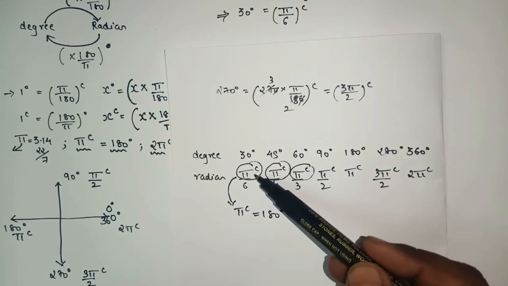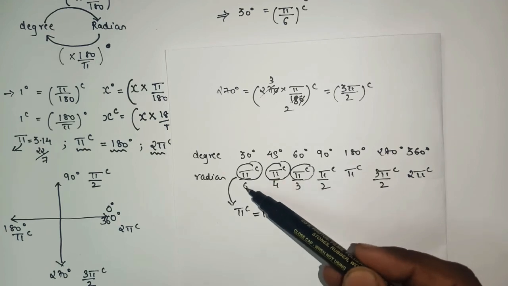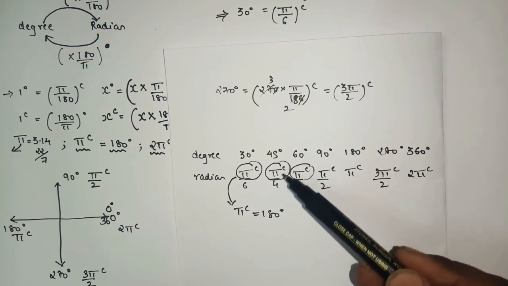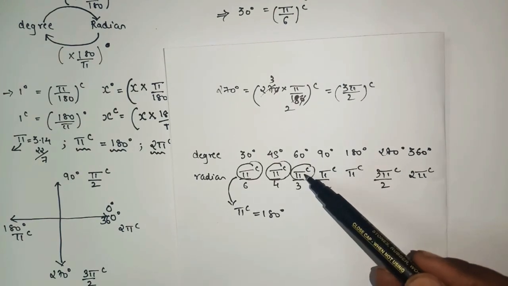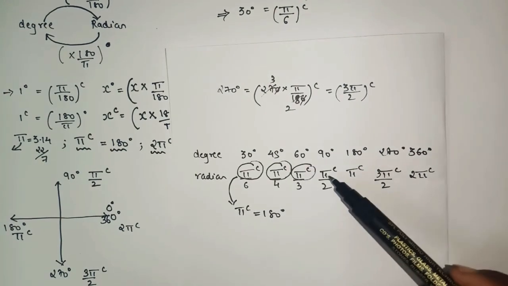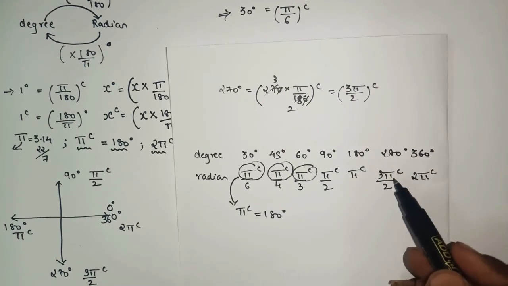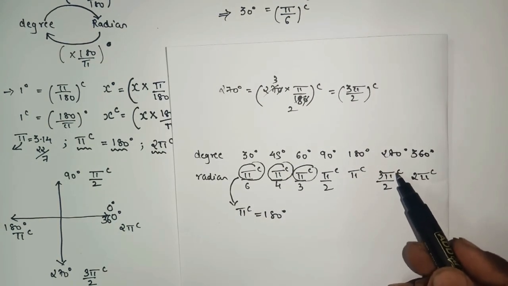See here, pi c is what? 180. So 180 upon 6 is what? 180 divided by 6, you will get 30. 180 divided by 4, you will get 45. 180 divided by 3, you will get 60. 180 divided by 2, you will get 90. 180 is what? 180. But again, yes or no? I hope you all understood this.